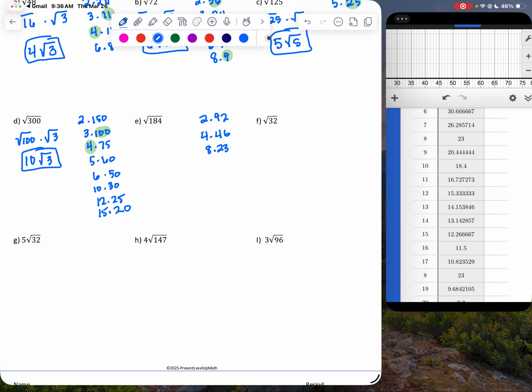So then I look and see which ones of these are perfect squares. The only one I'm seeing is a 4. So this would be square root 4 times square root 46. So that would simplify to 2 times the square root of 46.